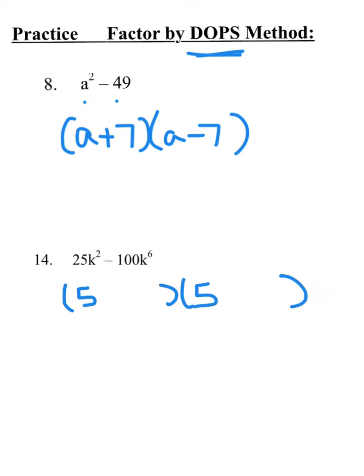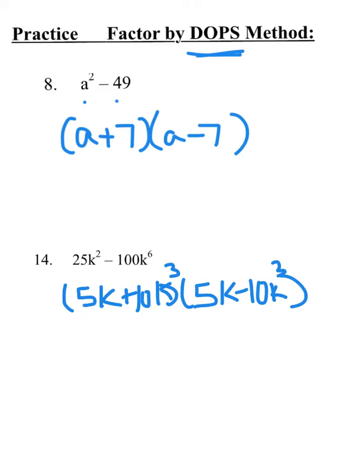We know k squared is k and k. So 5k and 5k give me the 25k squared. One's plus, one's minus. Then we've got a 10 and a 10. And then k to the 6, just cut it in half. So it's going to be k to the third. K to the third. I should have left myself some more room, but it's good to go.